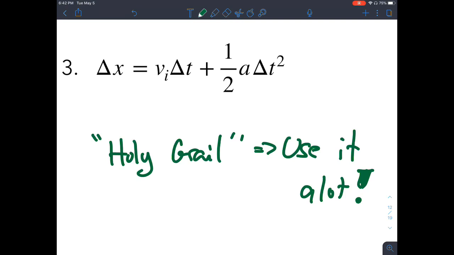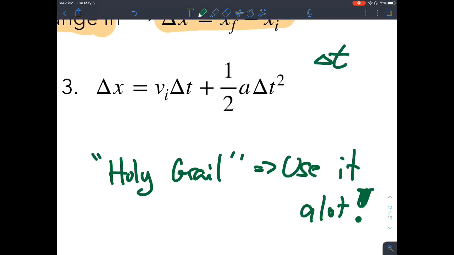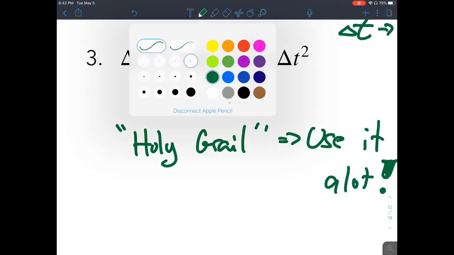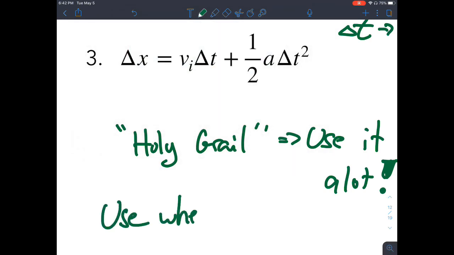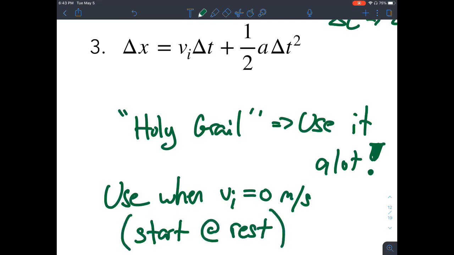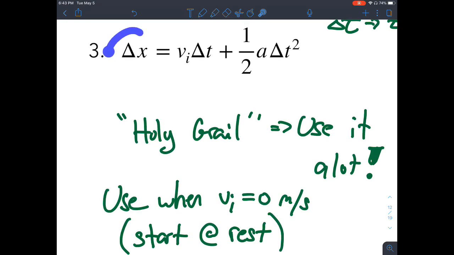This one is super nice. I'm not gonna lie, I usually just write my change in times as time because we're looking at time intervals. So these old delta t's can just drop to t's, which is totally cool. But this formula is super nice when I would say use when your initial velocity is equal to 0. Okay, when that's something like starting at rest. When you start at rest, this formula is fantastic. If you don't, it's still really good, but when it starts at rest, it's even better because all you're dealing with is distance, acceleration, and time. Those are your 3 variables.